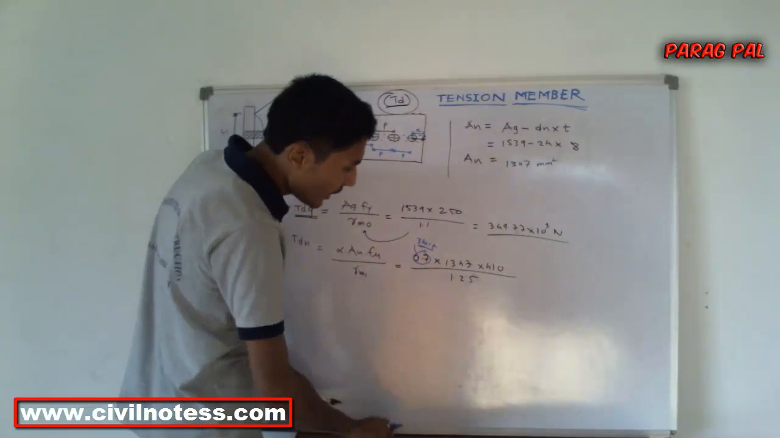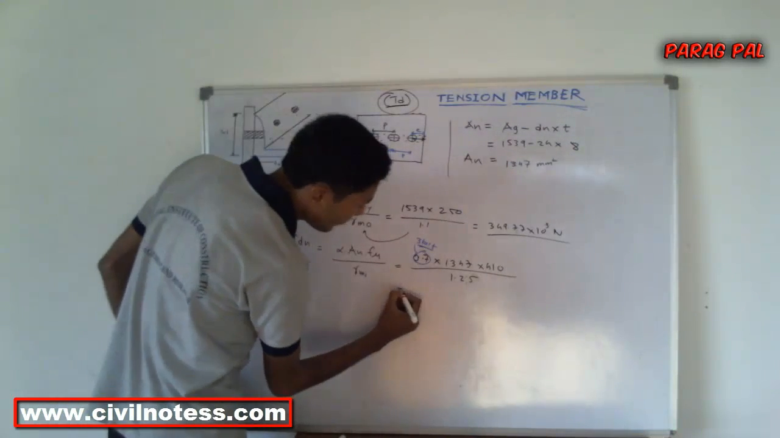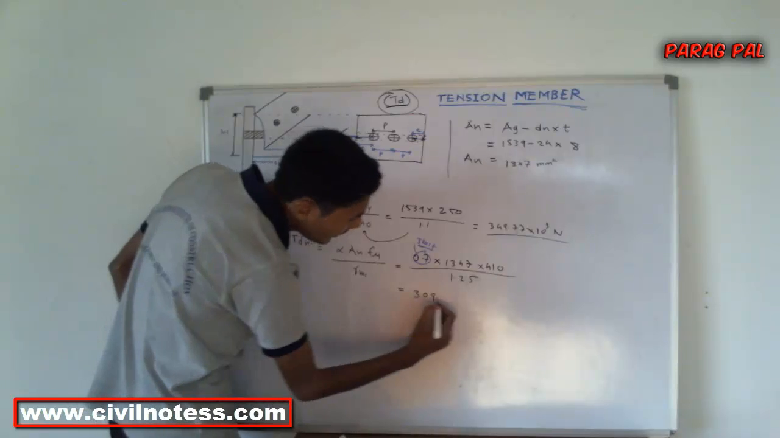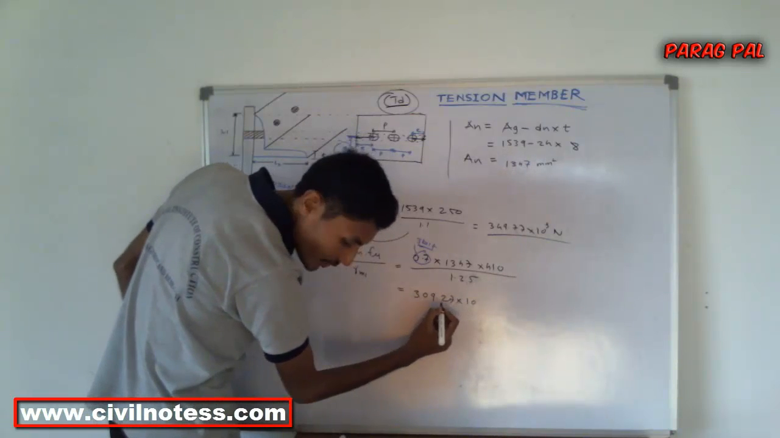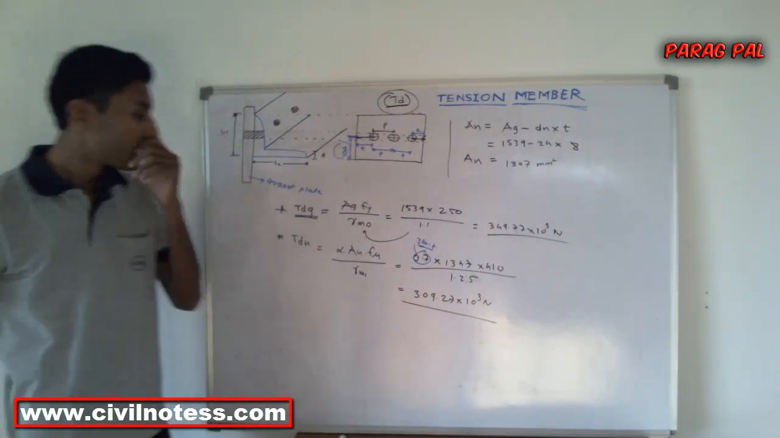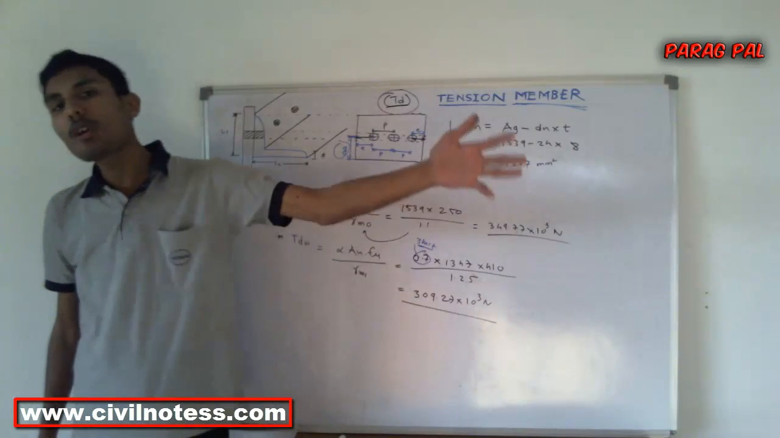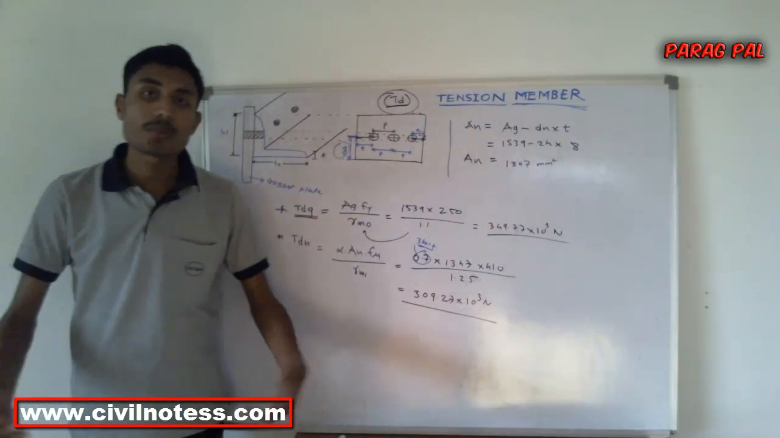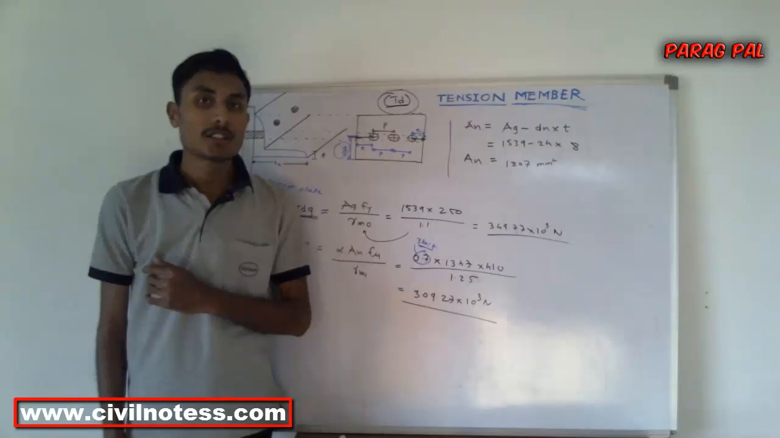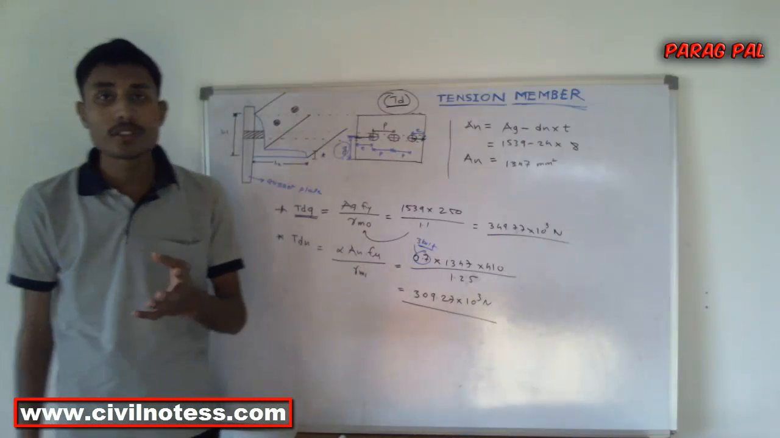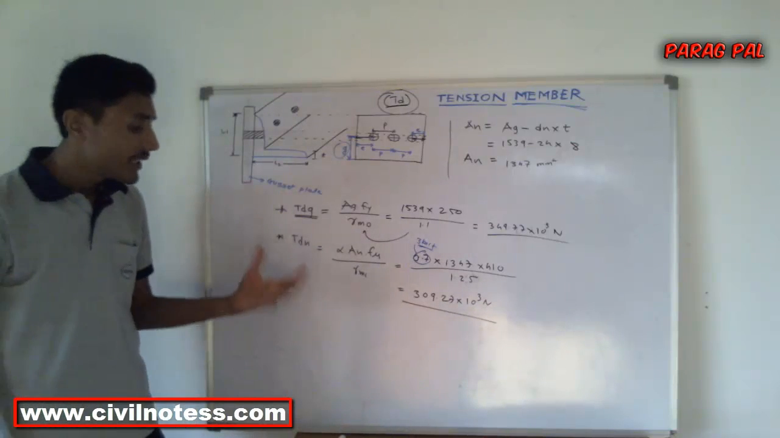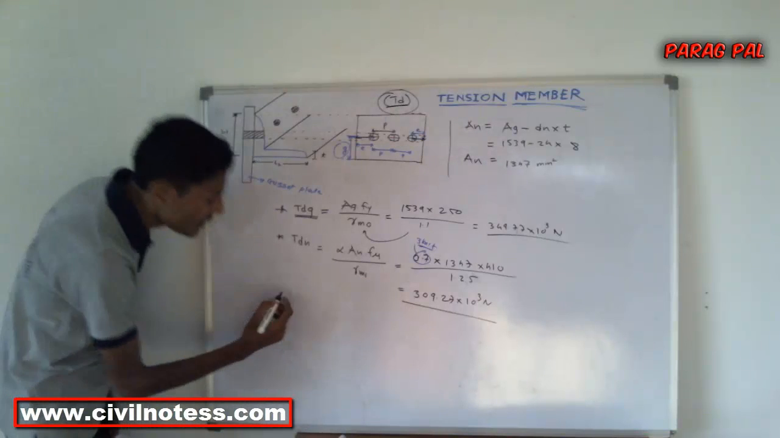Now after solving this, I get one value from the calculator: 309.27 into 10 raised to power 3 Newton. This formula is called an approximate formula. In the examination you cannot go for a long formula, because it takes a lot of time and you will not be able to complete your numerical within the given time. Even though 4 hours are given to you, you cannot solve this numerically in the normal manner.